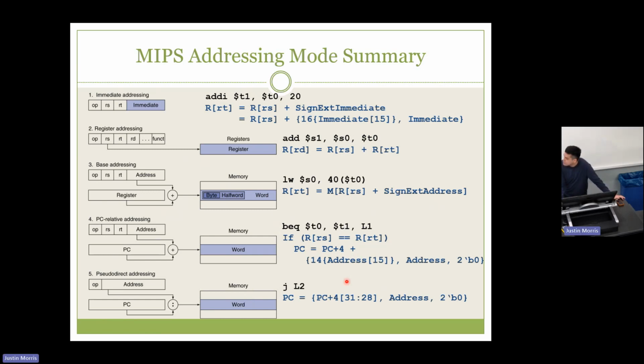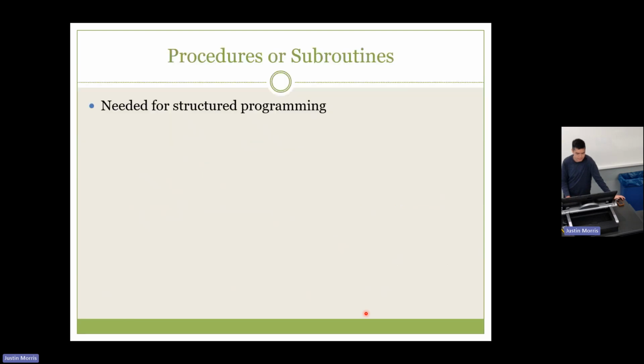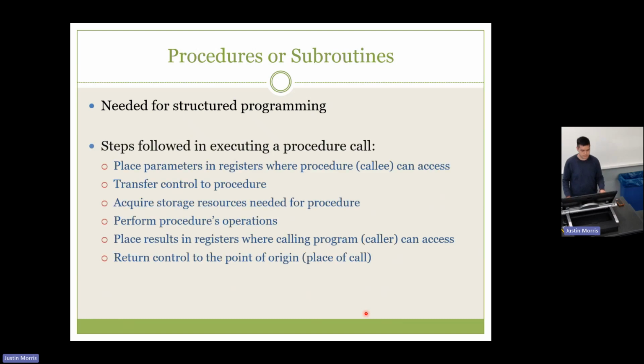So out of all of these, this one is probably the most forgotten. Just make sure that you remember what this is doing for jumps. Right. But the last thing are procedures. So procedures or subroutines are needed for structured programming to kind of split things up into smaller functions, and then you would use those functions as helper functions, things like that.